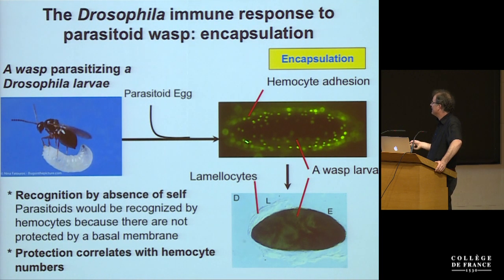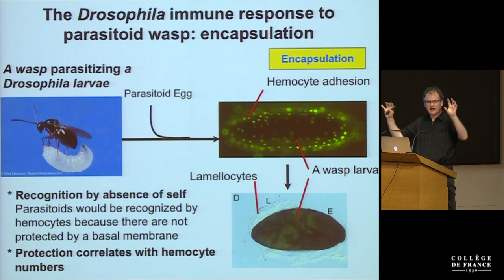So what we observe is that as soon as the egg is injected, it is covered by hemocytes. Hemocytes attach, and in the best case, you have formation of lamellocytes and a capsule which is melanized, and the flies can kill the wasp. We do not have a clear idea of how the wasp is recognized, but the concept here is probably recognition by absence of self. The idea is that the parasitoid will be recognized by hemocytes because it is not protected by the basal membrane. That means all the tissues of the flies are covered by basal membrane, and hemocytes have learned when they touch the basal membrane to stop and react.